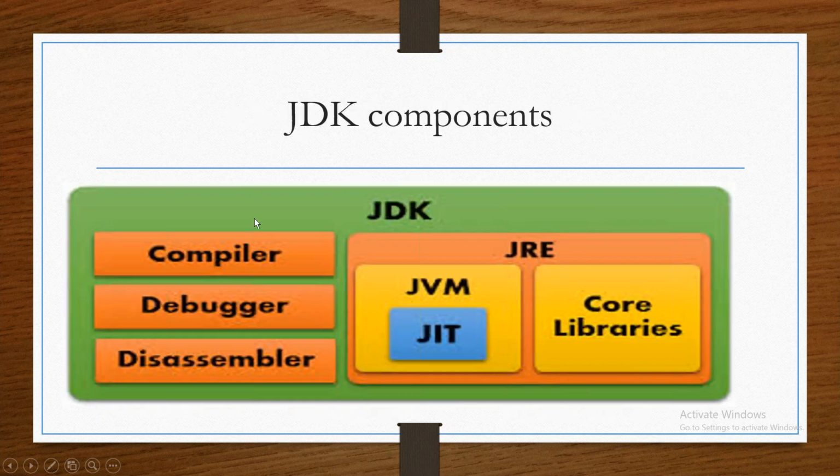These are the JDK components. JDK is Java Development Kit. This Java Development Kit contains a compiler, debugger, disassembler, and JRE. The major portion is JRE. JRE is Java Runtime Environment. This JRE contains the JVM. This is the Java Virtual Machine which is responsible for executing your .class file.